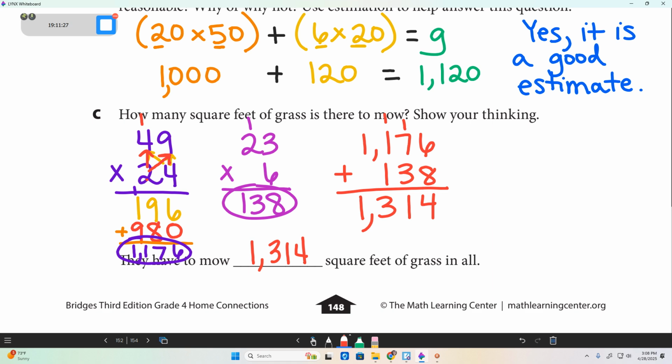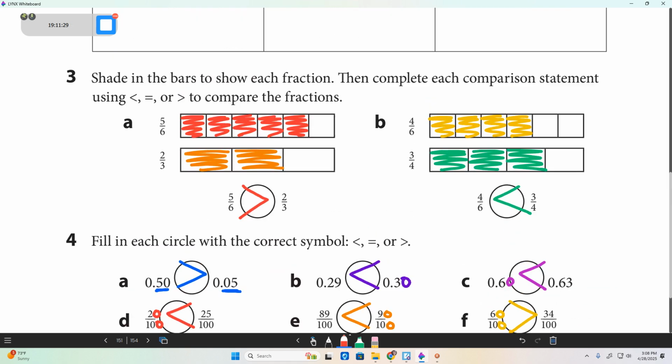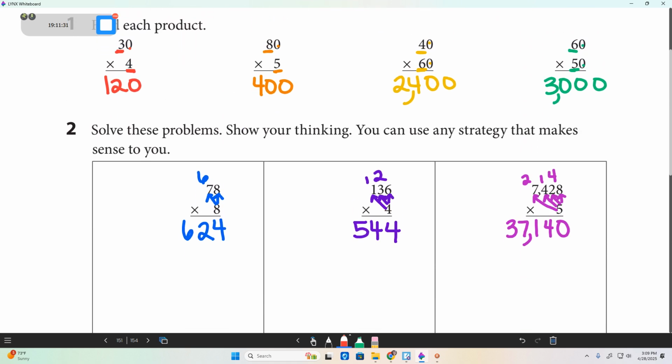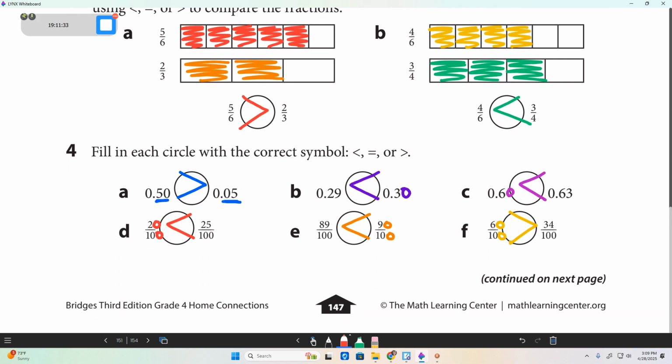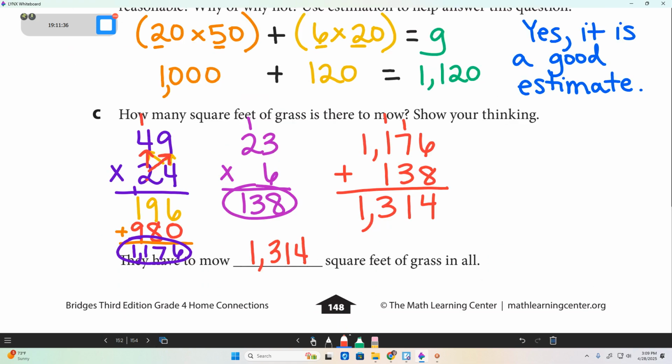Let's take a look at the answers on 147 real quick. And the answers on 148.